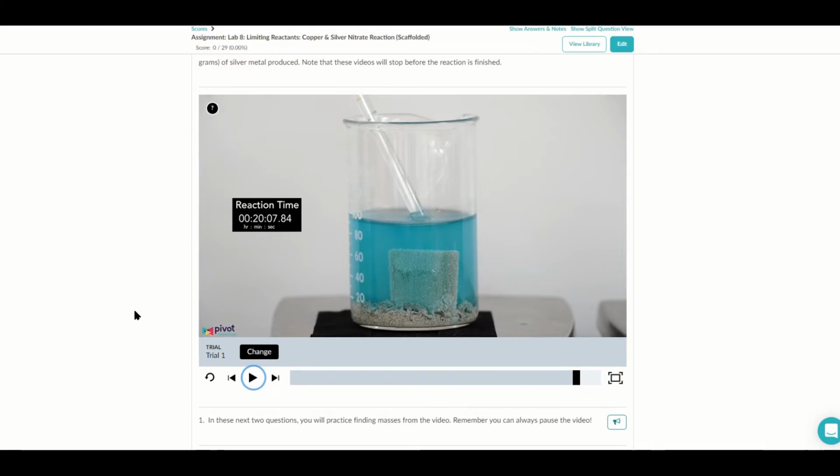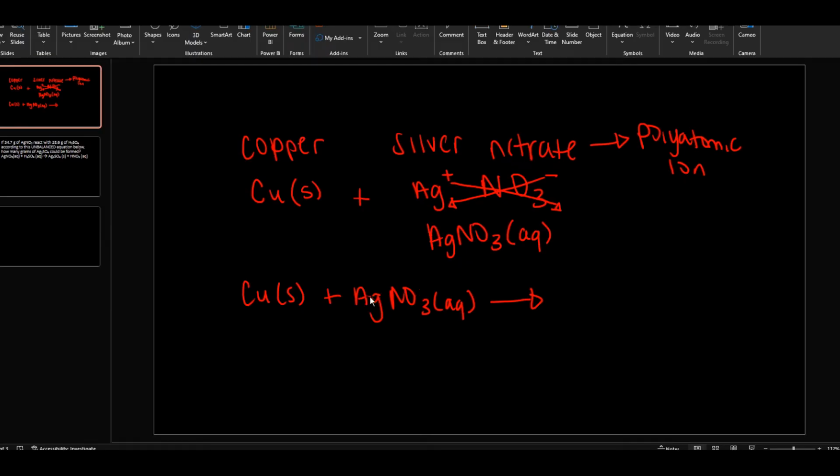So hint, hint, that's what's going on here. You're forming solid silver, and that's what you see on that. So the silver is basically being kicked out of this compound by copper, and copper is actually joining with NO3. So I'll leave it at that for you to continue on.